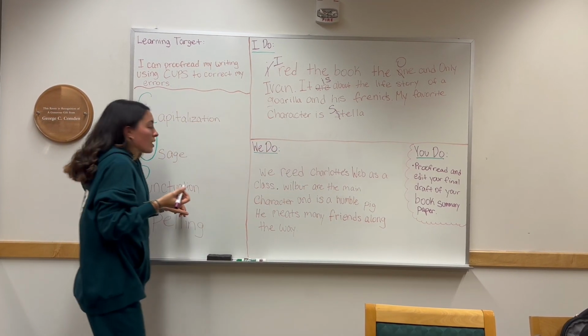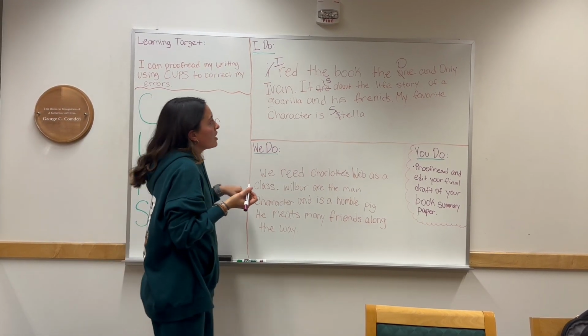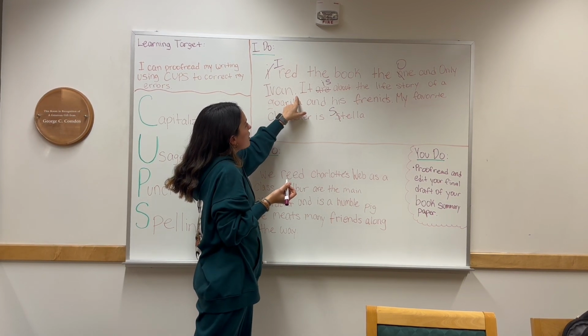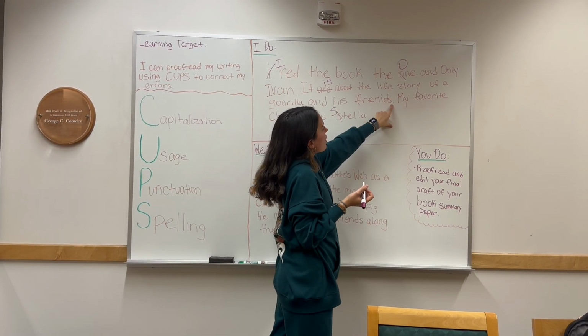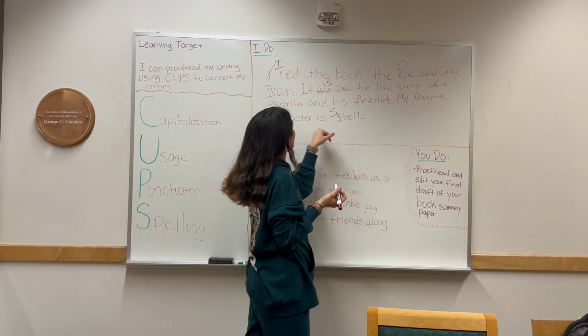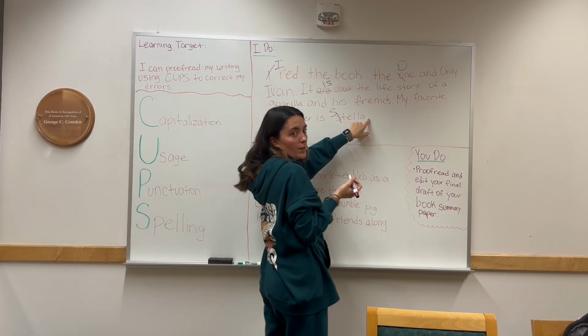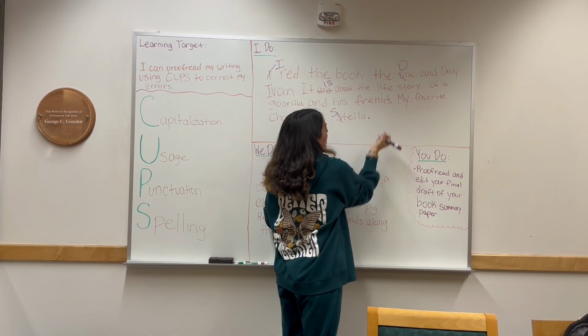And then we're going to focus on punctuation. So the ending of our sentences. So we have a period here, and we have a period here. And then in our last sentence, my favorite character is Stella, we're missing a period. So we'll add that right there.